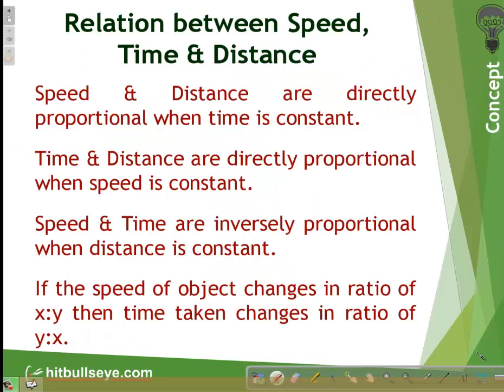Now move to the next slide, relation between speed, time and distance. Speed and distance are directly proportional when time is constant. Similarly, time and distance are directly proportional when speed is constant. Speed and time are inversely proportional when distance is constant. First of all, what does it mean?